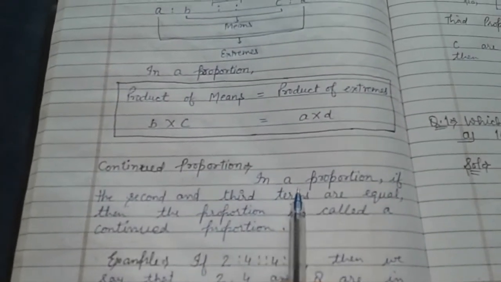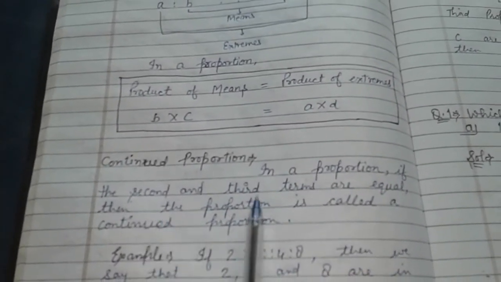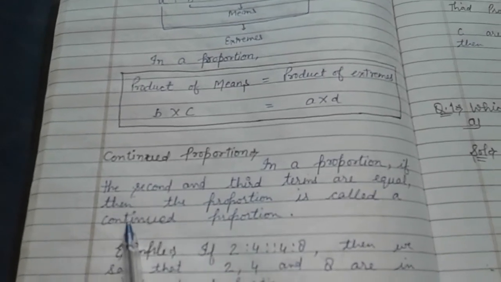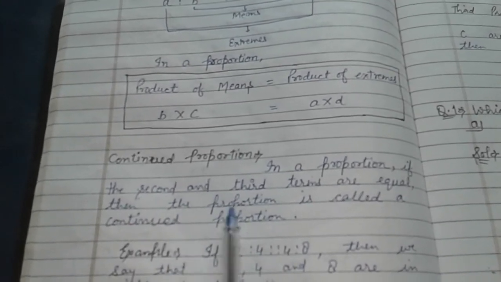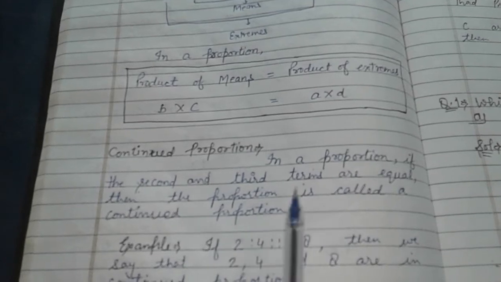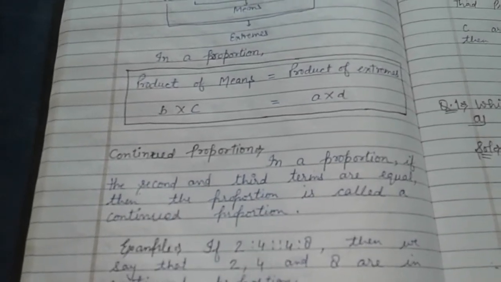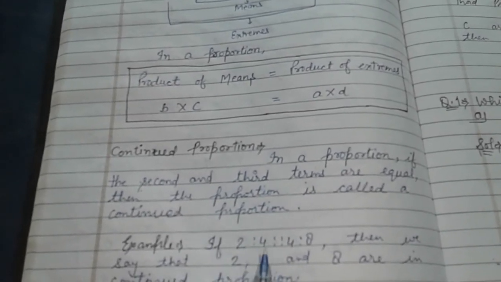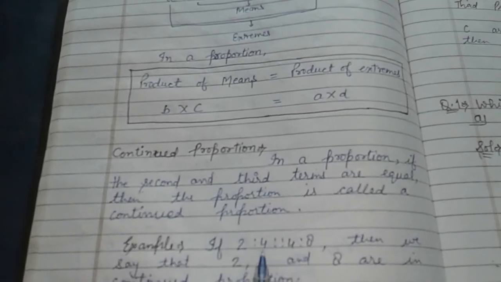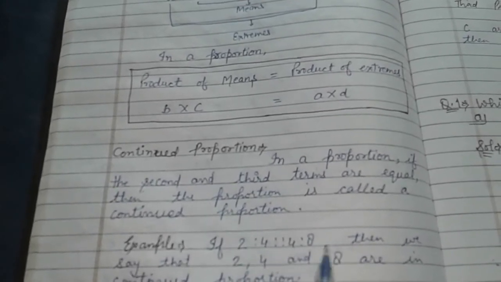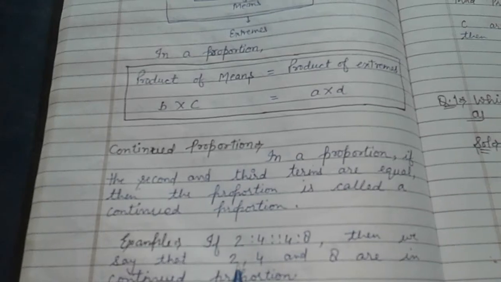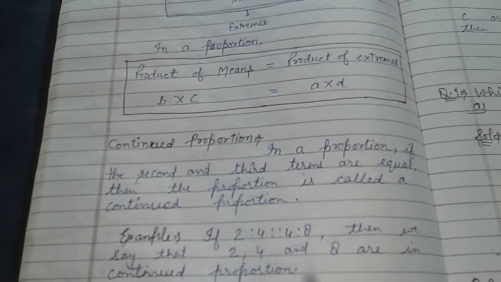Continued proportion. In a proportion, if the second and third term are equal, then the proportion is called continued proportion. Example, if 2 ratio 4 proportion 4 ratio 8, here the second and third terms are equal, so we say that 2, 4 and 8 are in continued proportion.